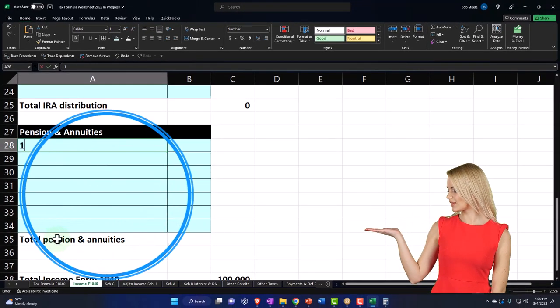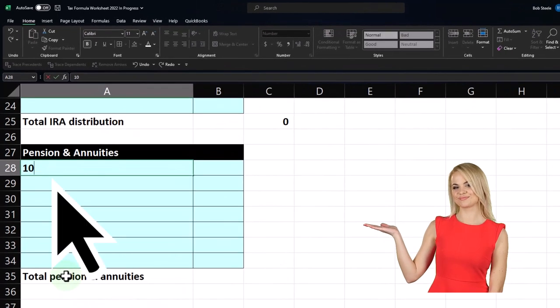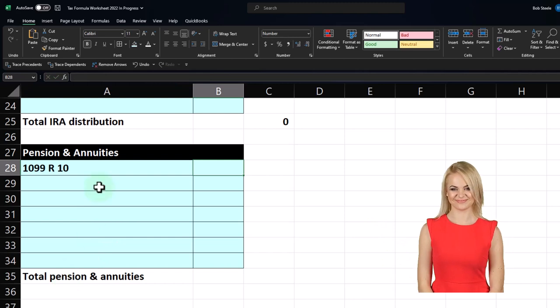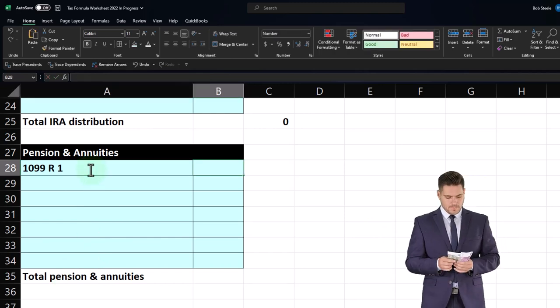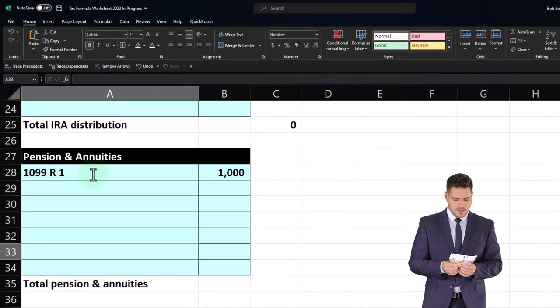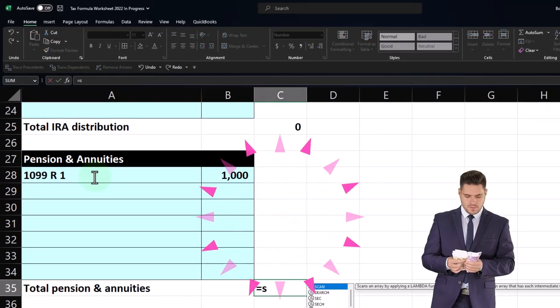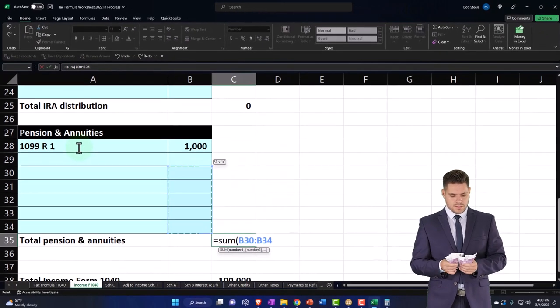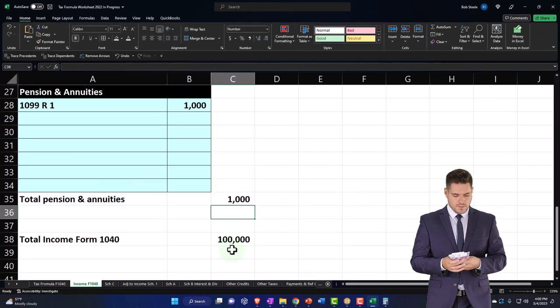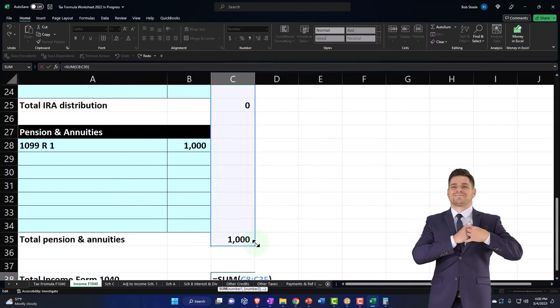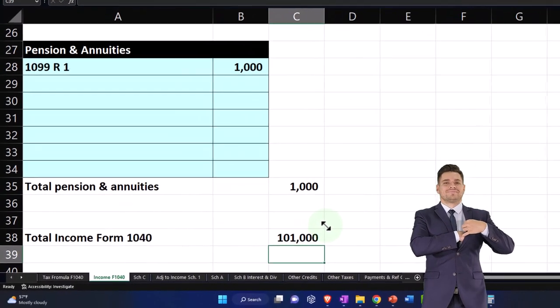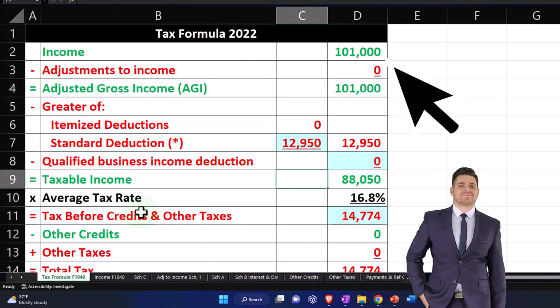So this is going to be 1099-R, the first form. R1, R2. This is going to be then 1,000. The total, I'm going to sum up down below, equals the sum of these, and that should then be included in my total down here. So I'm just going to drag that on down. Boom. And there's the 101 pulling into line one of the 1040.